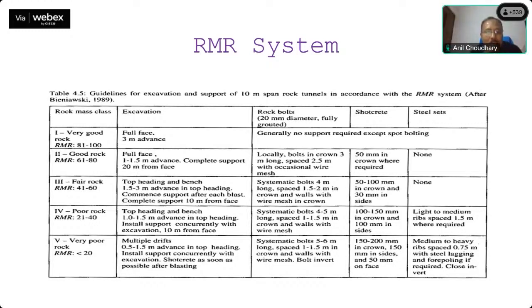Now in our case, we got a result of 59. So it is a fair rock and it is coming under category 3. So the kind of excavation, the kind of rock bolting, shotcreting, whatever is required, that is given in the table. And this is how we proceed as we proceed with the tunneling. This is the system that we are currently following. Next slide.